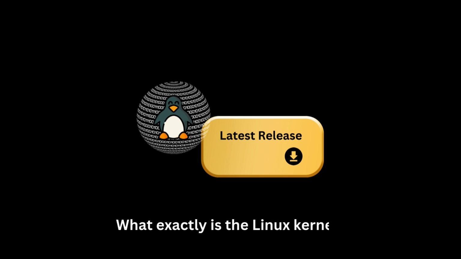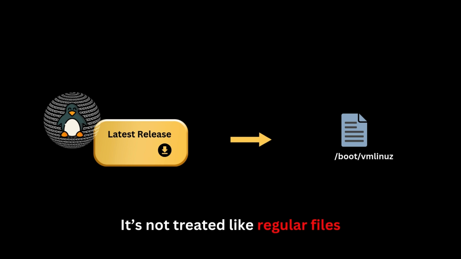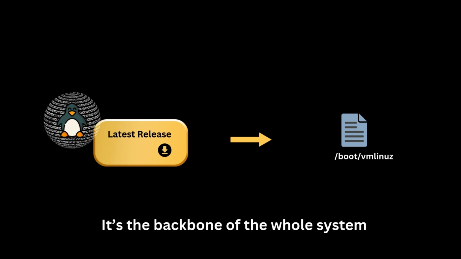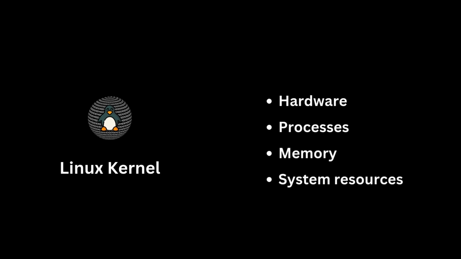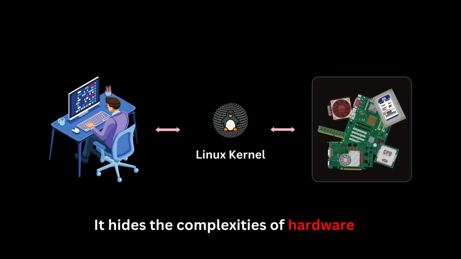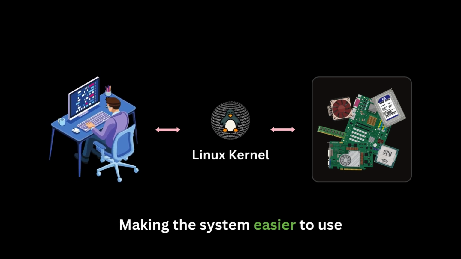So what exactly is the Linux kernel? Technically, it's just a file, but it's not treated like regular files because it's the backbone of the whole system. The Linux kernel manages the hardware, processors, memory, and system resources. It hides the complexities of hardware from the user and developers, making the system easier to use.